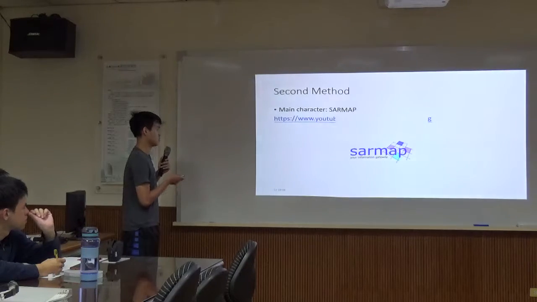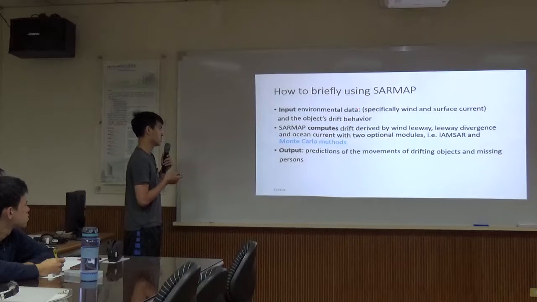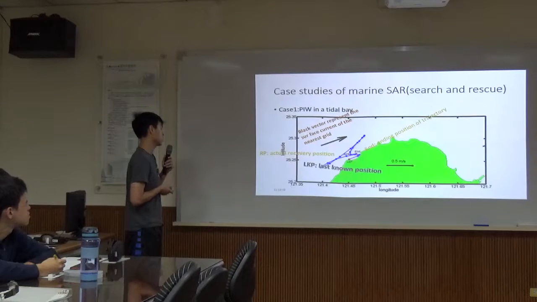Second method, we will not see this one. And how does it work, briefly, using SAR map? We will input this data and compute drift derived by wind leeway, divergence and ocean current, with two optional modules. But we will use Monte Carlo instead. And the output will be the movement of the drifting object and missing person.